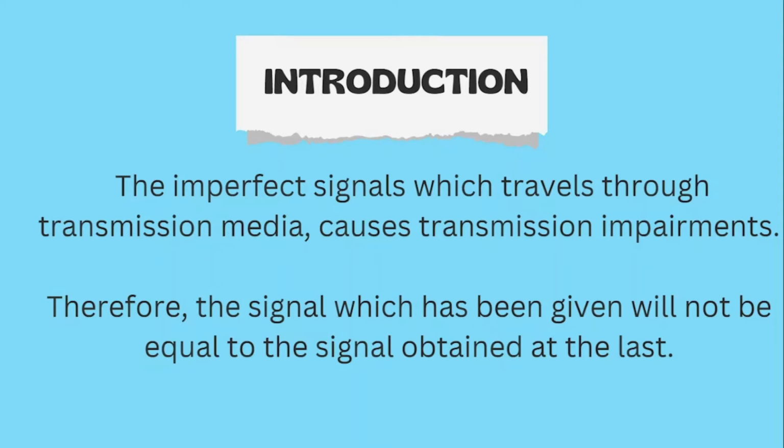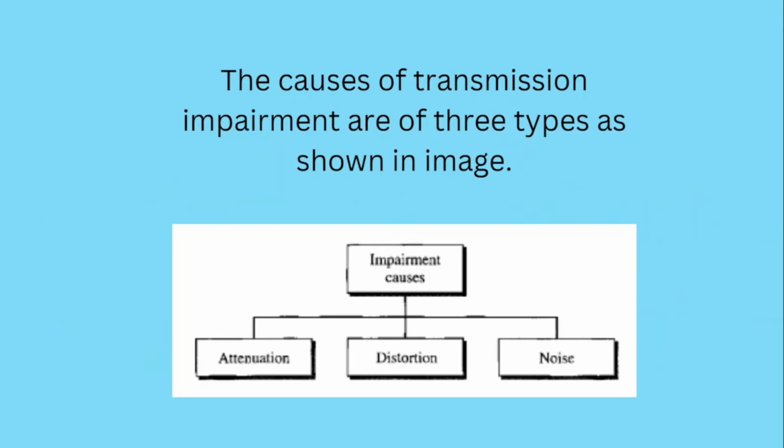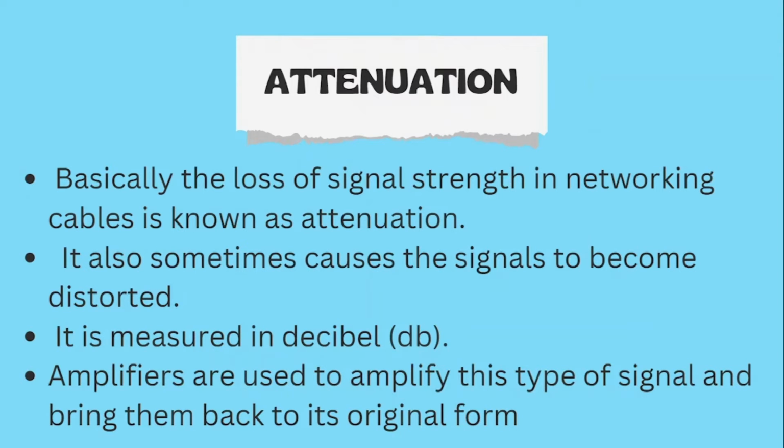First of all, we are going to see an image. These are the three types with a mind map. Now we are going to talk about the first cause, namely attenuation. Attenuation causes a loss of energy.